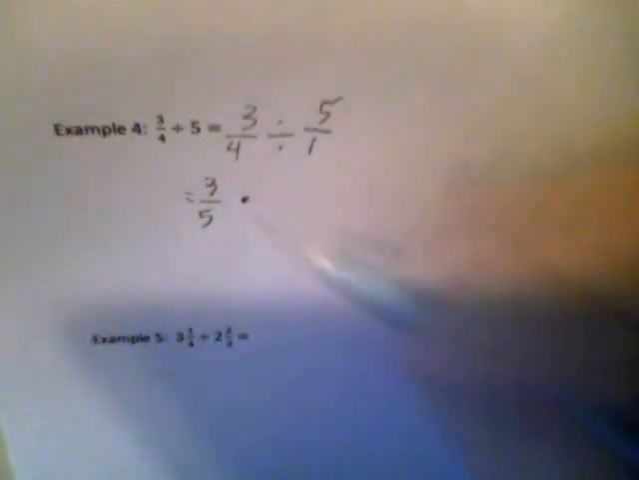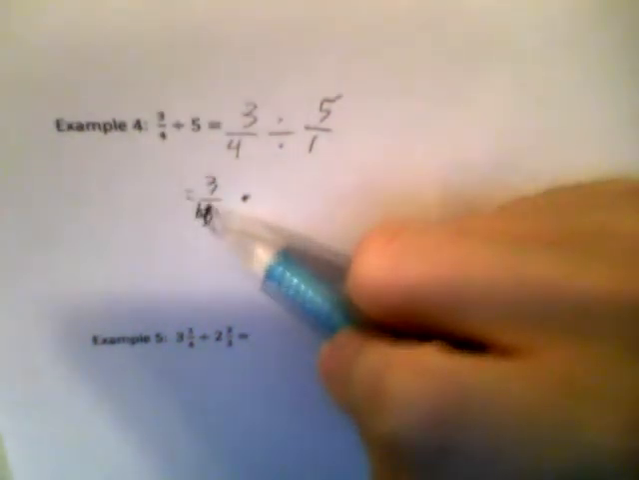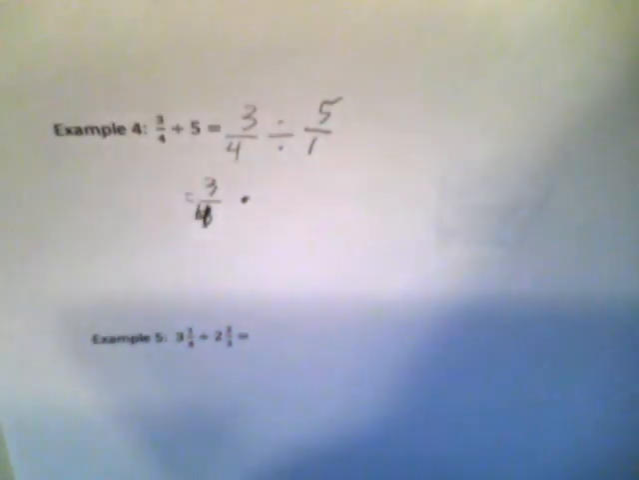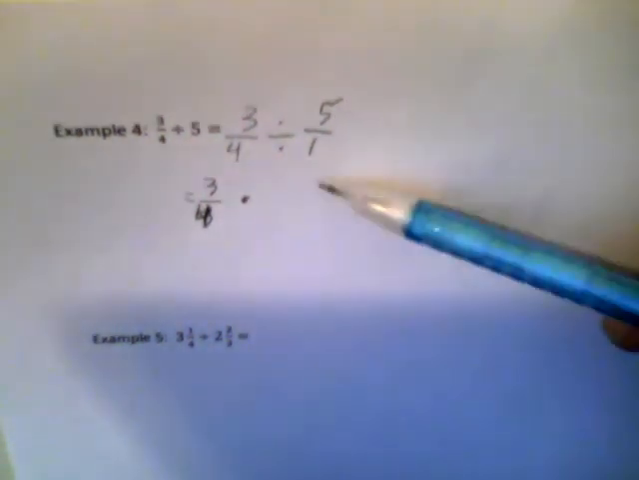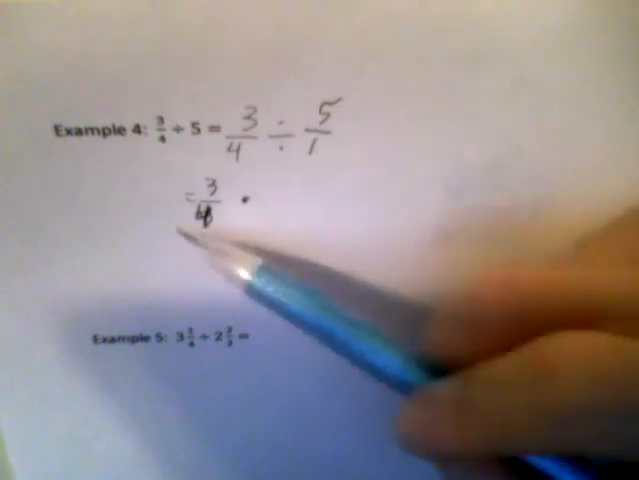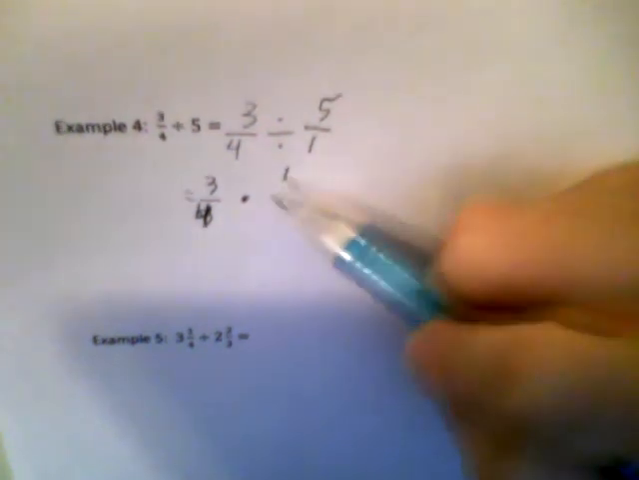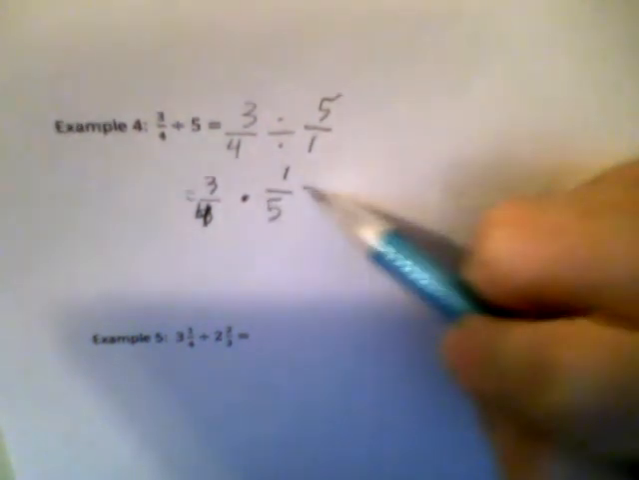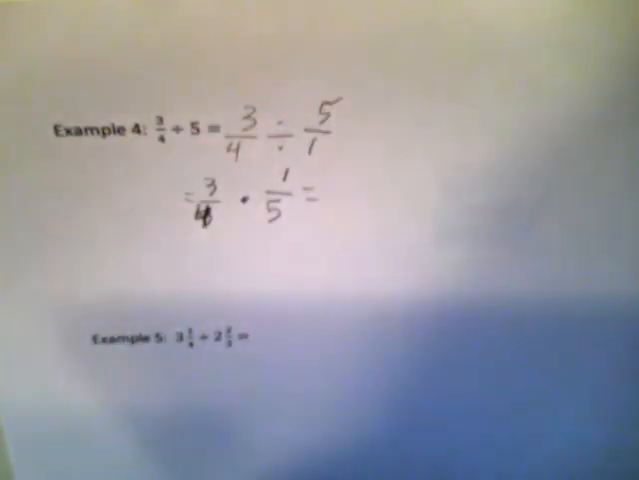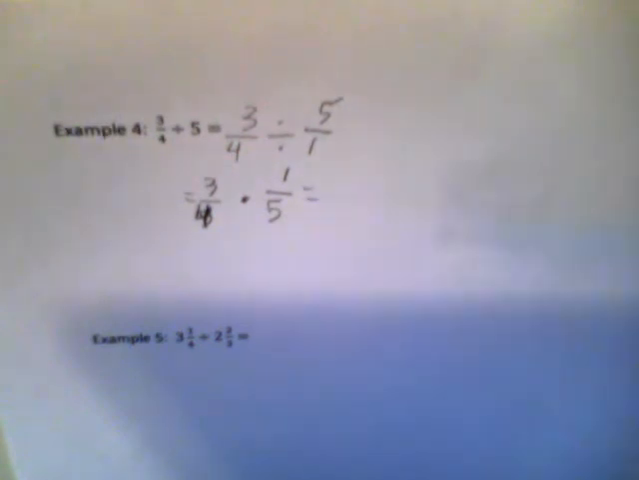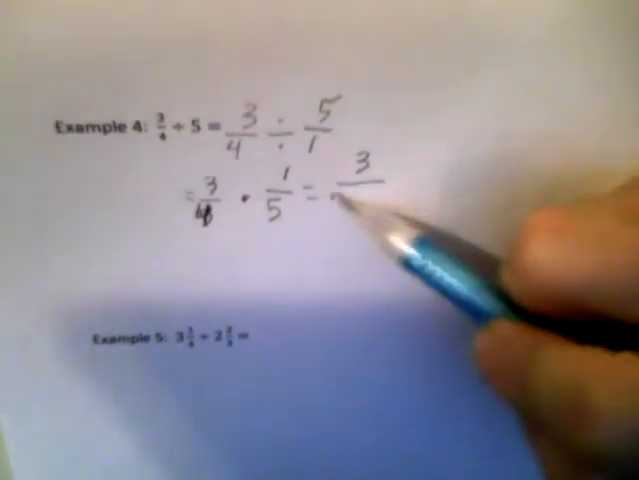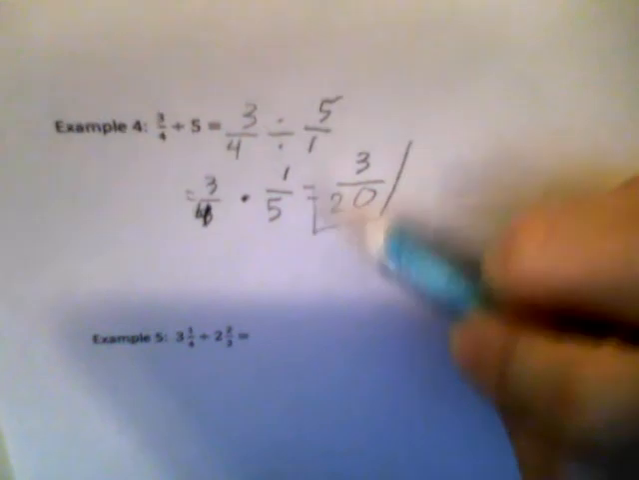So my first fraction should be 3 over 4. I wrote that down wrong. That should be 3 over 4. So in other words, to divide, I should have 3/4 times the reciprocal of 5 over 1. So my problem is now 3 over 4 times 1 over 5. Now, since I found the reciprocal of 5 over 1, I just have to multiply across. 3 times 1 is 3, and then 4 times 5 is 20. So my answer is 3 over 20.